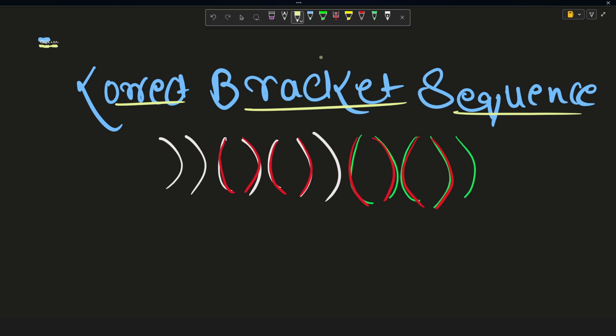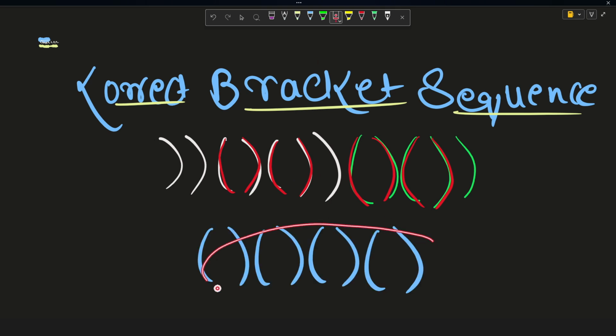Because if you draw them separately, then it would look something like this, right? And all of these four individual correct bracket sequences are together forming the longest correct bracket subsequence that the question wants. So for this example that I have considered myself, the answer would be 8. That is a total of 8 brackets.